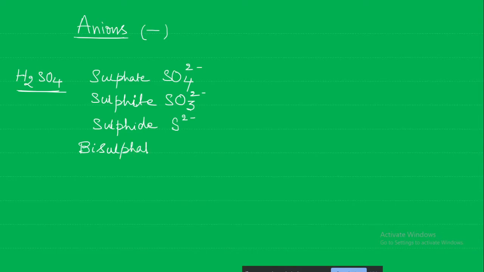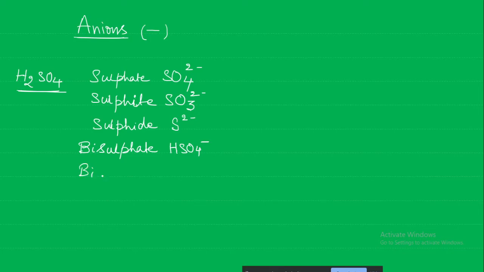Bisulfate. Okay. Substitute this sulfate, hydrogen, HSO4 minus. So basically what happened? 2 minus is there, no? So one hydrogen if you are putting in, that is you are putting one H plus, a proton, then one negative charge is reducing. It becomes HSO4 minus. That is a bisulfate.